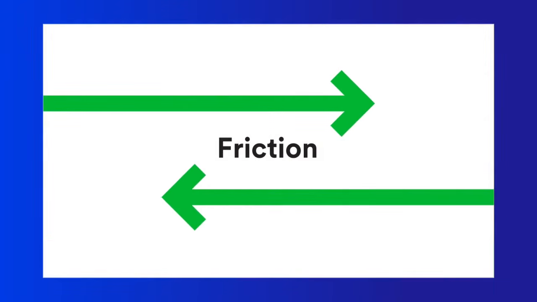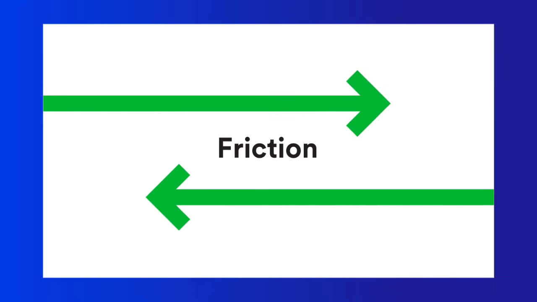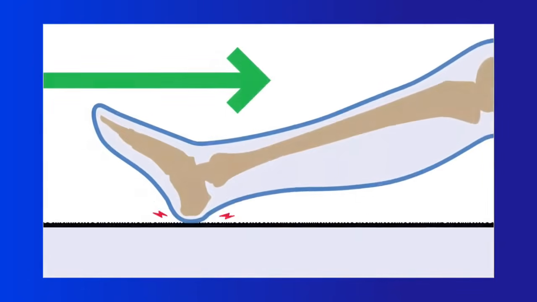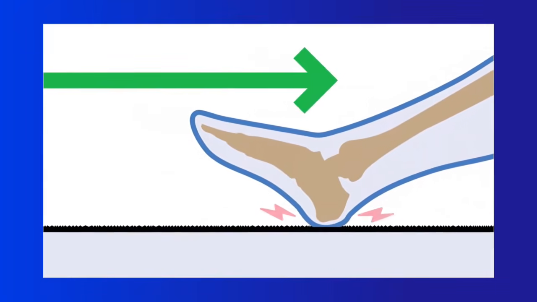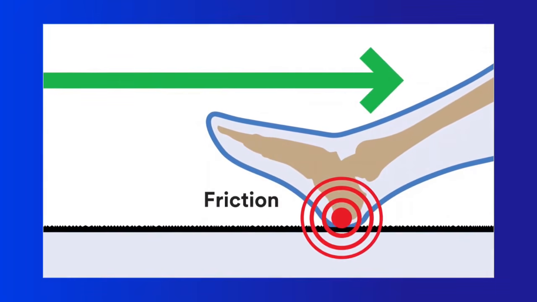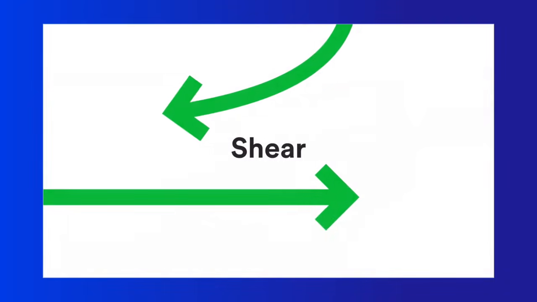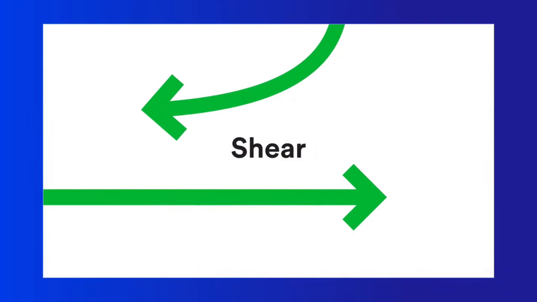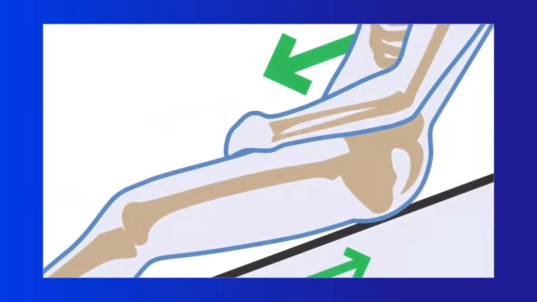Friction occurs when two surfaces rub against one another. Have you ever experienced rug burn from sliding across carpet? That's friction. Shear happens when unaligned forces push part of the body in one direction and another part of the body in the opposite direction.